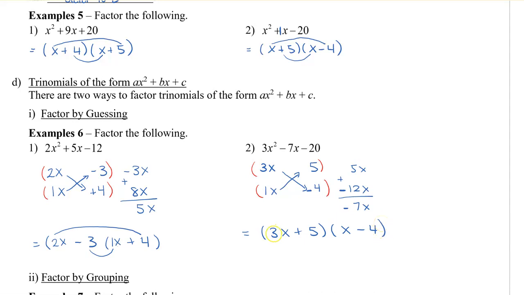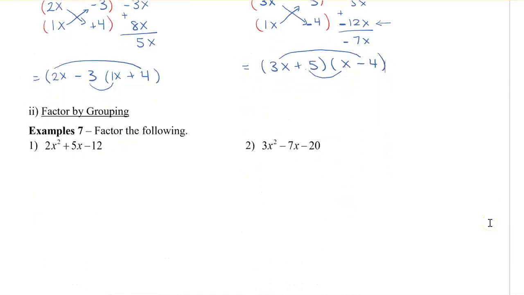So let's do that check. 3x times x is 3x squared. 3x times negative 4 gives me the negative 12x, just like I have here. 5 times x gives me positive 5x, so when I join them together, I do get negative 7x, which is the middle term. And then 5 times negative 4 is negative 20. Great. So let me show you how to do the same two questions, but I'm going to show you how to factor by grouping.